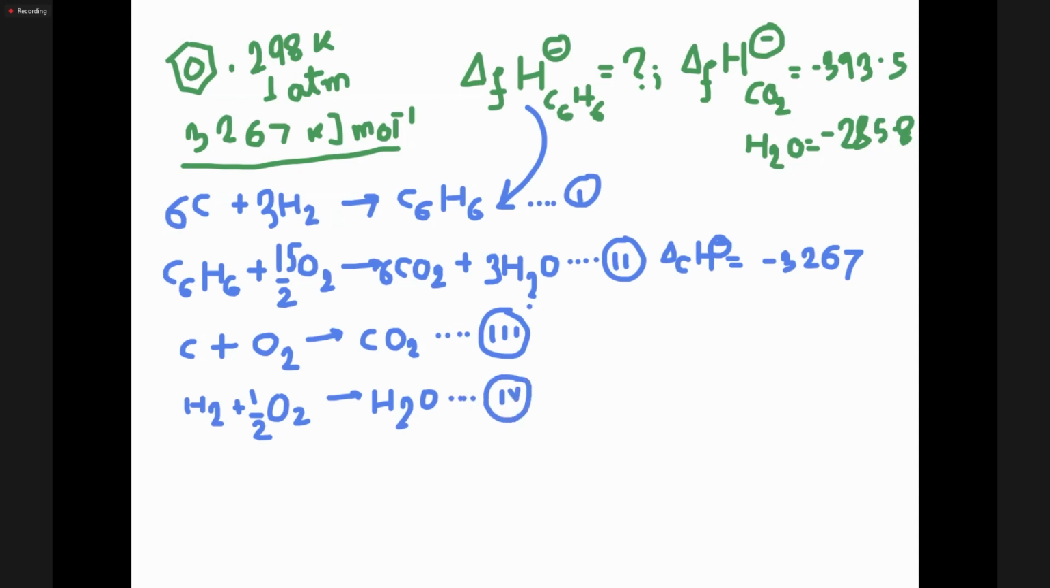For the third equation, the value is given as minus 393.5 kilojoule per mole. For the fourth equation, we will have the value minus 285.83 kilojoule per mole.